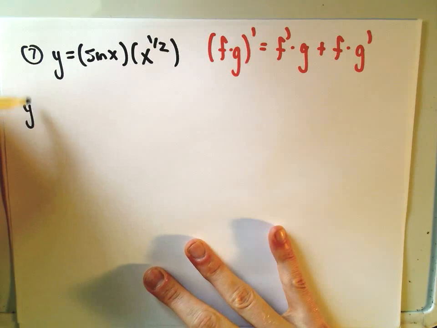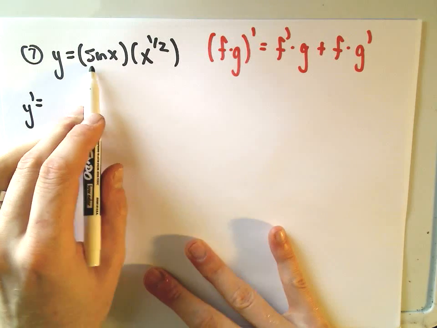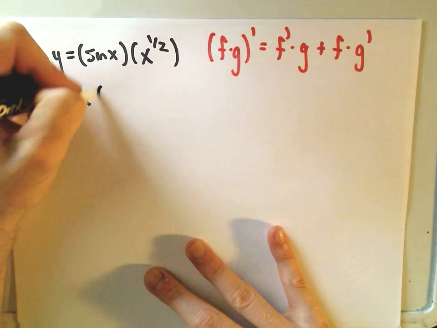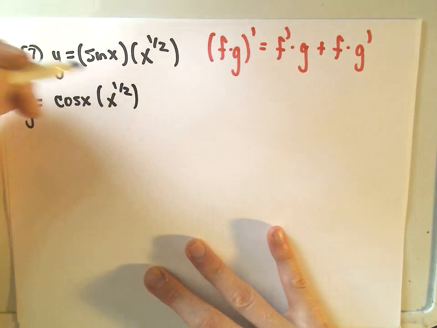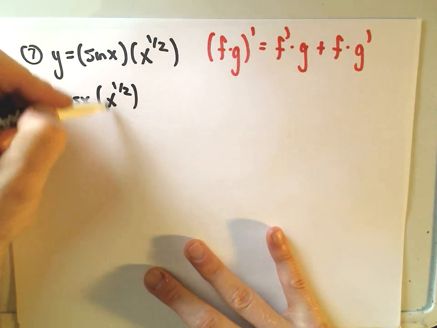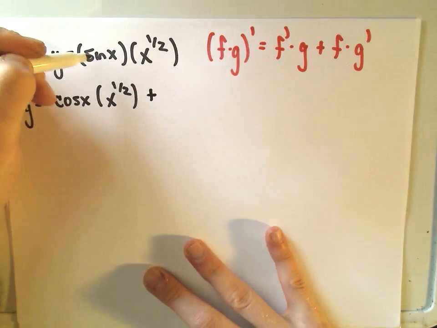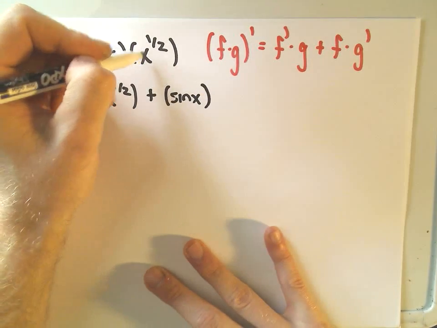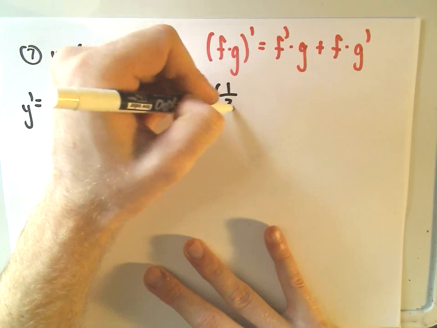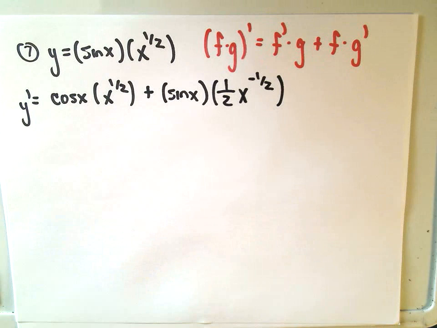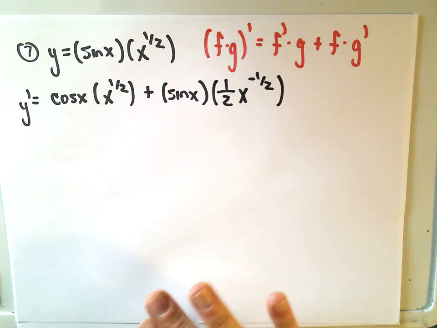Alright, so it says the derivative of this. If we take the derivative of the first one, the derivative of sine is just cosine. We can leave the x to the 1 half alone. So you can think about this as being the f prime, this is being the g function, and now we leave the sine x alone, and then the derivative of x to the 1 half will just be 1 half x to the negative 1 half power. Okay, and we've got our derivative.